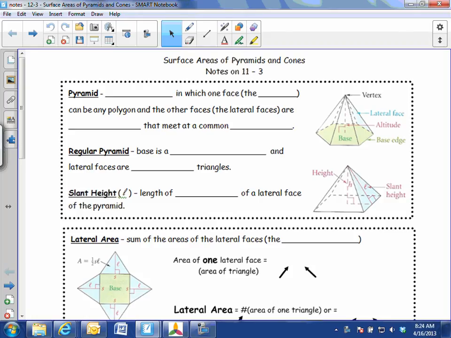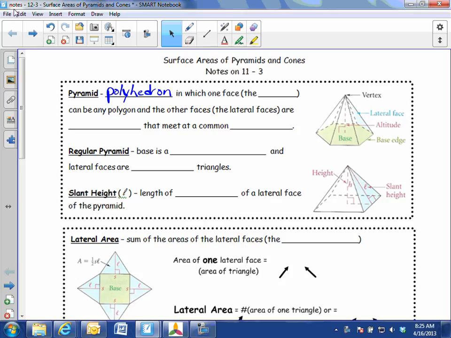So we're still talking surface area, but instead of talking about prisms, we're talking about pyramids and cones, okay? So a pyramid is a polyhedron. Polyhedron. Remember, poly means what? Multiple, many, okay? It's kind of like polygon, many-sided figure.